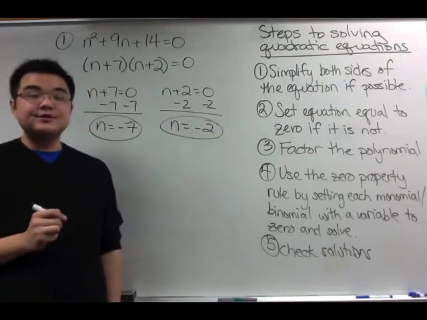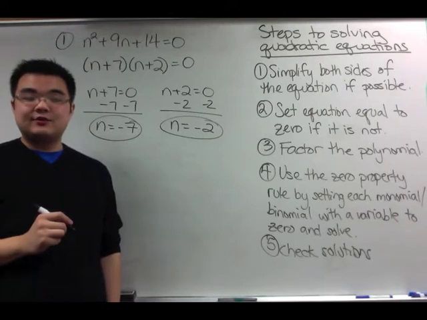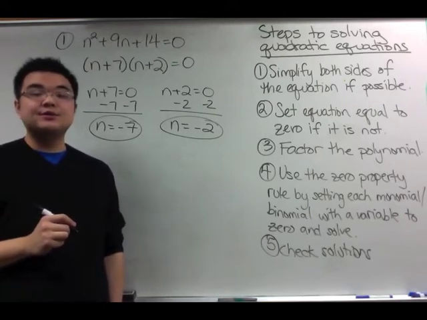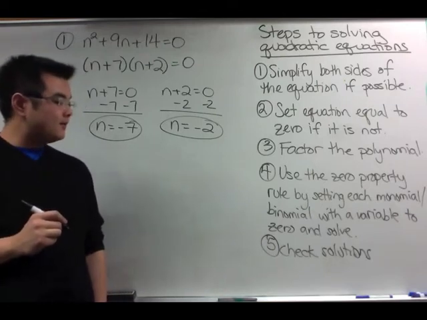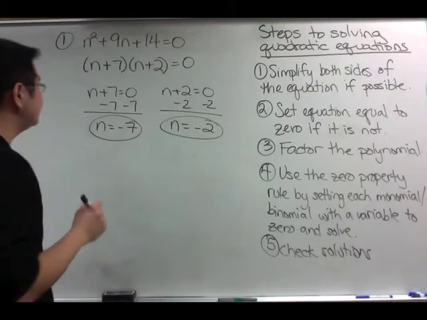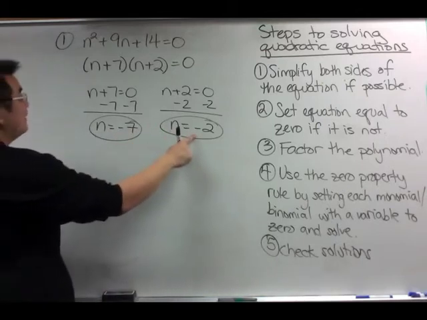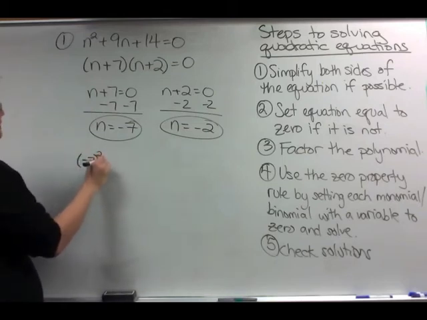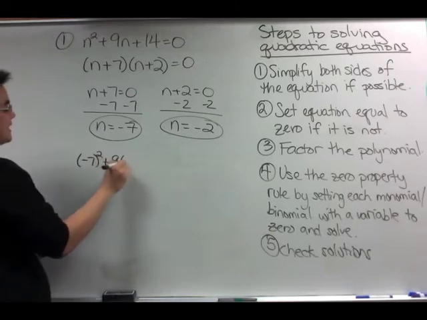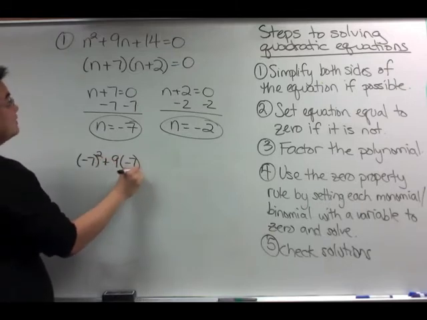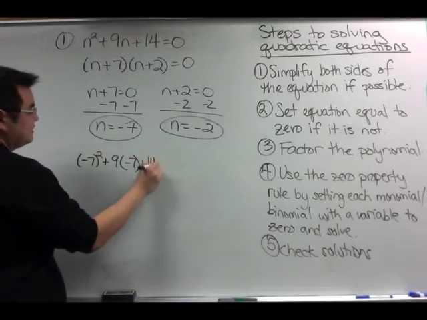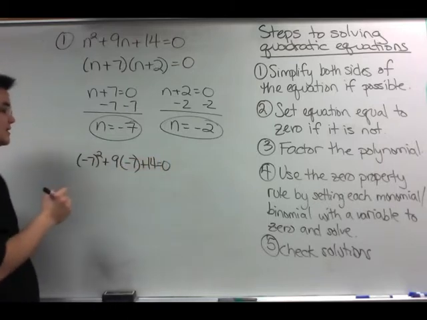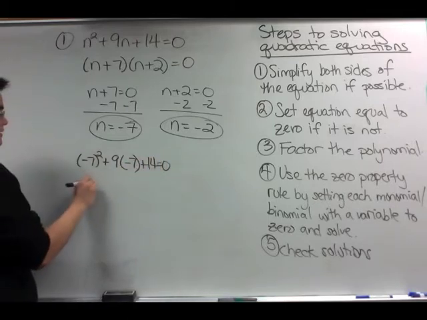We have two solutions to this equation because of the degree. The degree indicates how many solutions you will get. In our last step, check solutions, what we should do is, for each of the values that we got, we're going to substitute it into the original equation. So n squared, -7 squared, plus 9 times n, 9 times -7, plus 14 equals 0. We're going to simplify this using the order of operations.